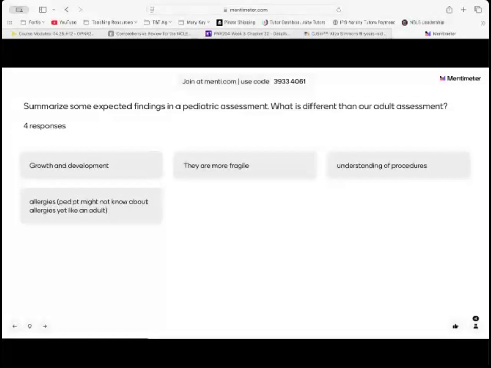Allergies, yeah. In pediatric patients, we might not know that they have an allergy to something yet. So when we give them immunizations or when we're trying new things with them, then we do have to monitor them a little bit longer than we would an adult just to look for those allergies. That's a great one. Talked about differences in vitals, body systems aren't fully developed.